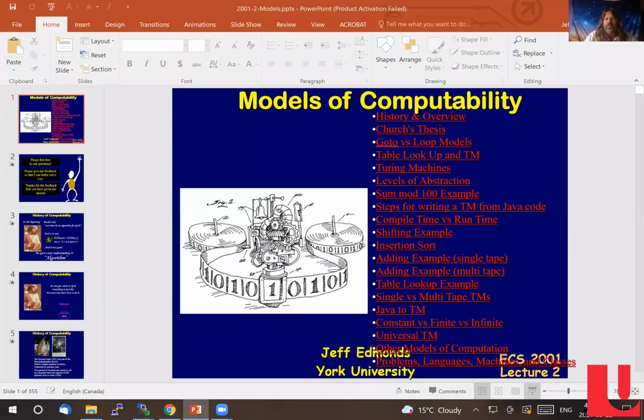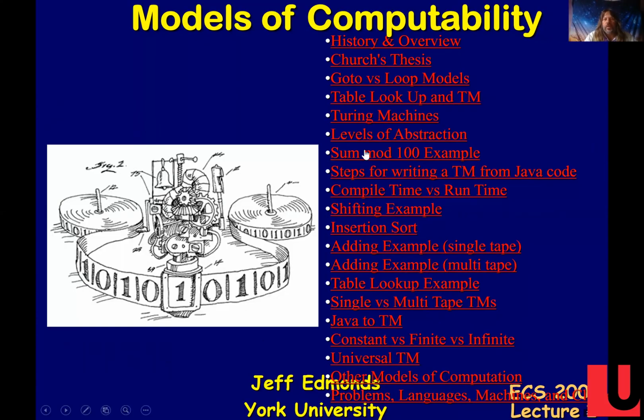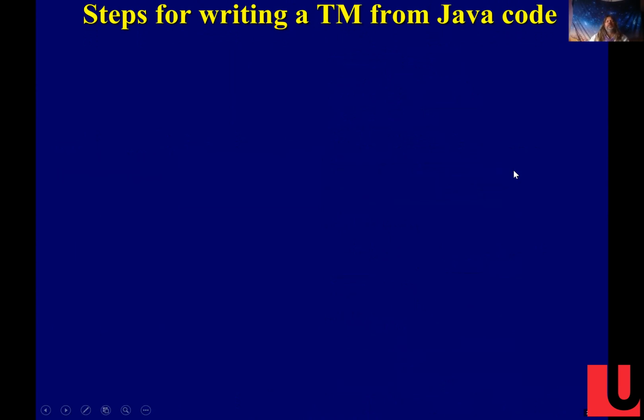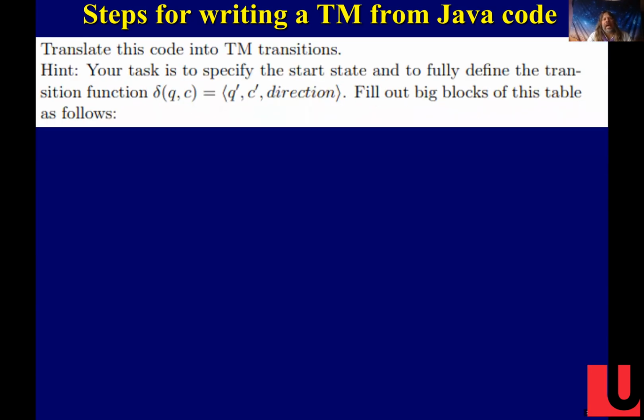That is a nuance. So let's go to steps for writing a Turing machine from Java code. All right. I wrote this in regards to that very question you were talking about. I added some extra notes about how to think about it. Your task, given the Java pseudocode, is to write transition functions like this and fill out the whole table, right?